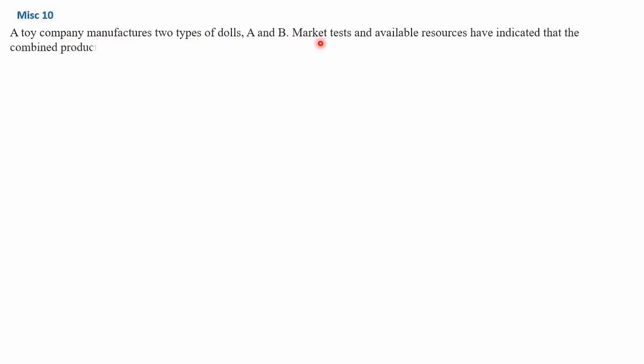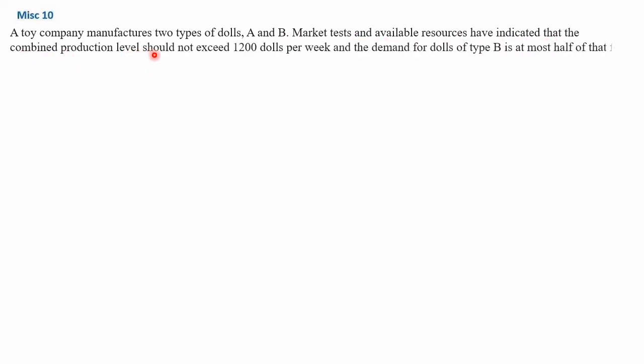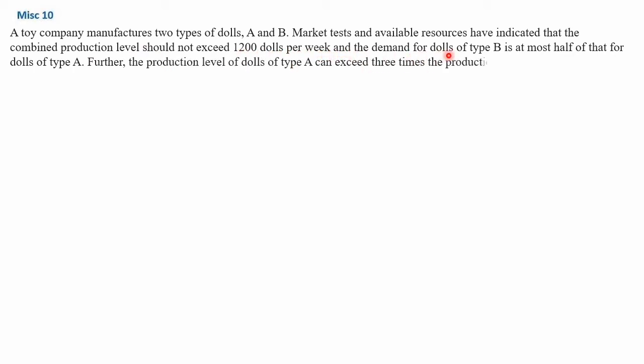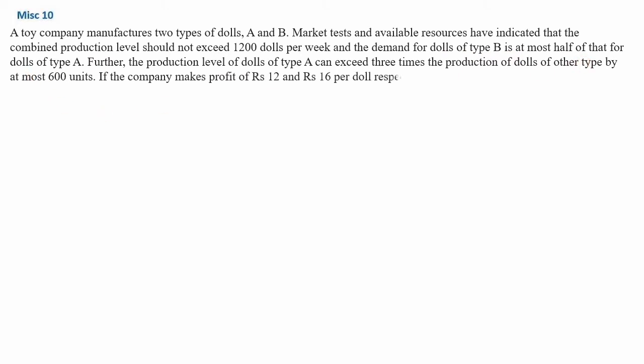Next we shall discuss question number 10. That is the last question from this chapter. A toy company manufactures two types of dolls, A and B. Marketers and available resources have indicated that the combined production level should not exceed 1,200 dolls per week, and the demand for dolls of type B is at most half of that for the dolls of type A.